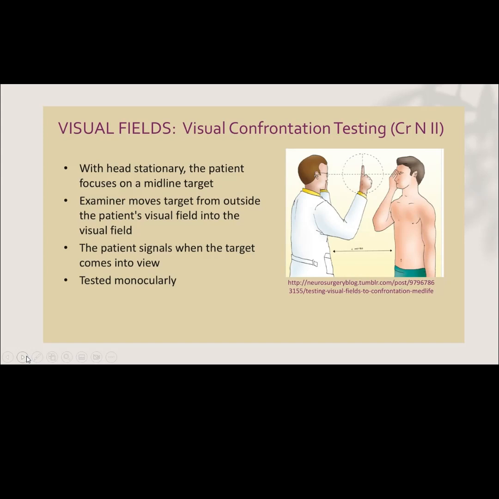So tested monocularly just means that you test one eye at a time. They just tell you or raise their hand when that target comes into view, and hopefully it is the same for each side. Also, cranial nerve 2 can be tested by checking color vision, and the ophthalmoscope is used to check for a red reflex. So that's also to test cranial nerve 2.